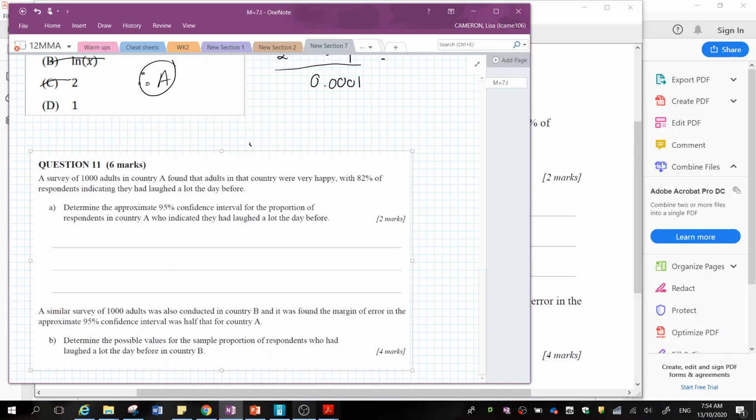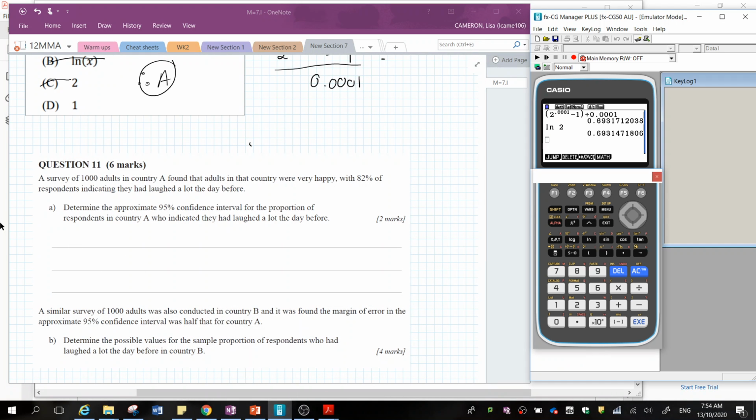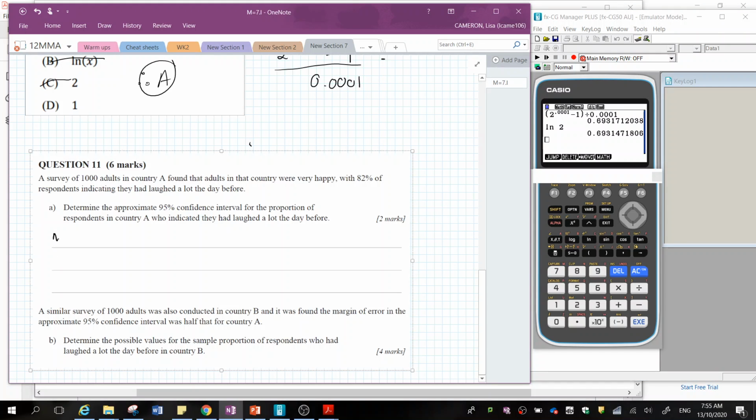Okay, question 11. A survey of 1,000 adults. So I'm going to start noting down some important information. N equals 1,000. Found that adults in the country were very happy with 82% of residents. So P equals 0.82, indicating that they laughed a lot the day before. Determine the approximate 95% confidence interval for the proportion of respondents in country A who indicated that they laughed a lot the day before.